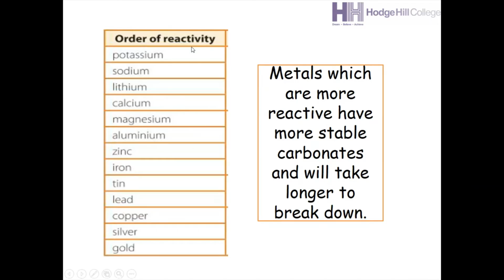So the reactivity of these metal carbonates depends on the reactivity of the metal that's inside the carbonate. If metal carbonates contain more reactive metals, their compounds are more stable, and it will take longer for them to break down. If we had less reactive metals like lead or copper in the carbonate, these will break down really quickly because the metal inside them is not as reactive. That means that the carbonate itself is unstable.